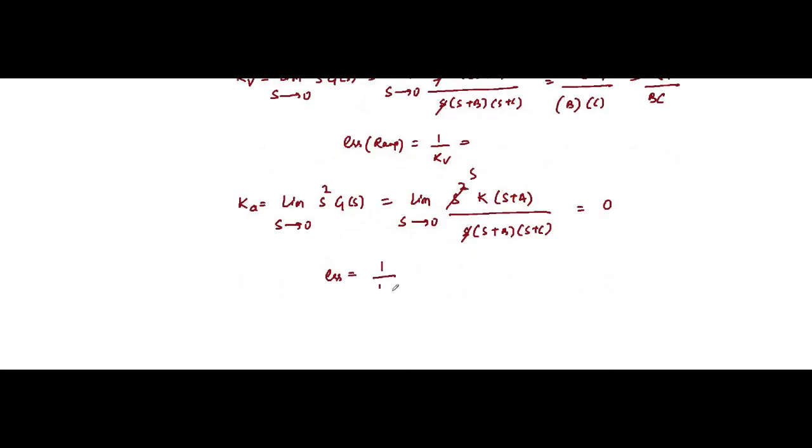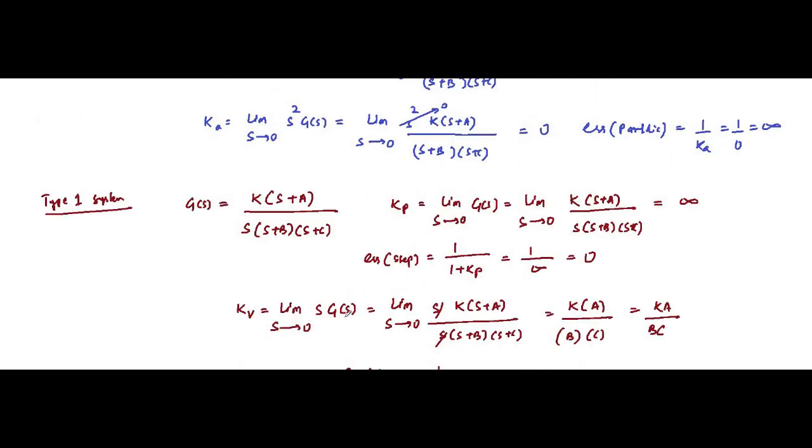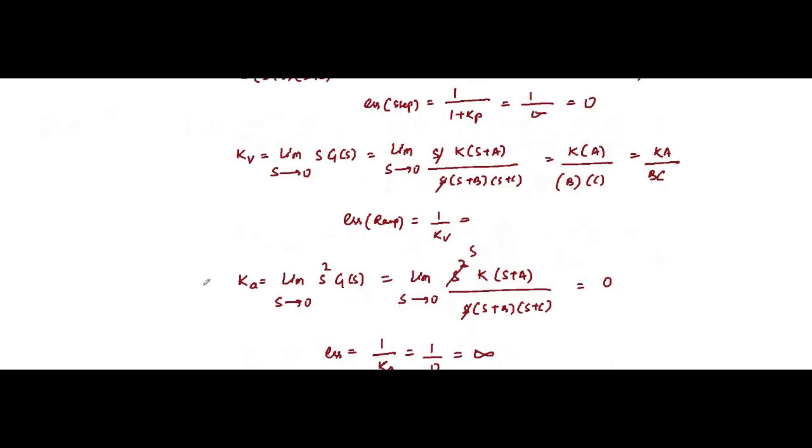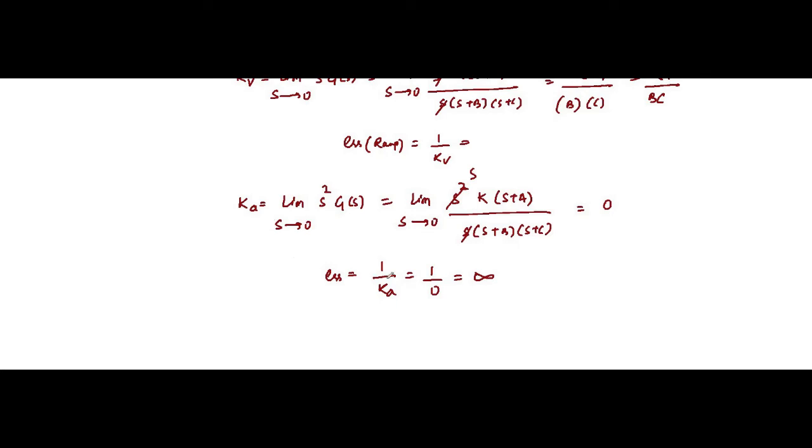So steady state error for a unit parabolic input will be equal to 1 by Ka, which is equal to 1 by 0, equal to infinity. So here, if we try to interpret the results for a type 1 system, for step input application, the steady state error is 0. For ramp input application, it is a finite value, neither 0 nor infinity. For parabolic input application, the steady state error is equal to infinity. Okay, this is for type 1 system.